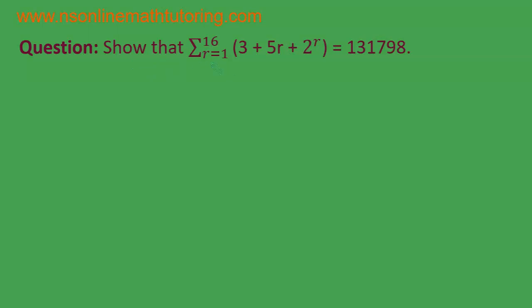Show that sigma r ranging from 1 to 16 of the expression 3 plus 5r plus 2 raised to the power of r is equal to 131798. So let us start with our answer.